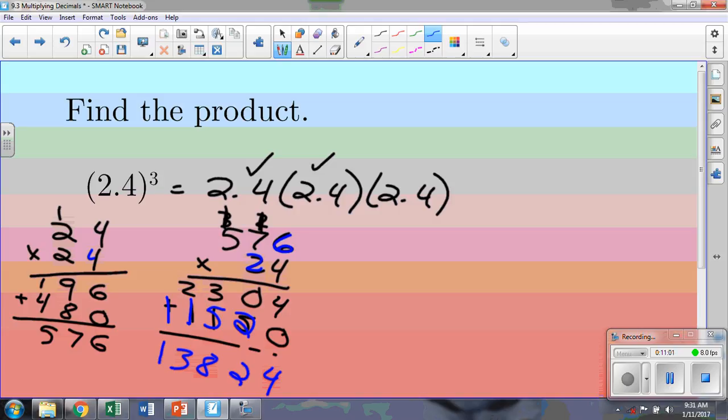And so when we look at that, we've got 1, 2, 3 digits after the decimal. So we'll come in 1, 2, 3 places, and there's our solution. There's our answer: 13.824.